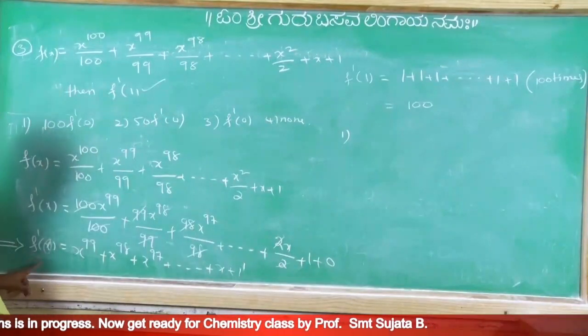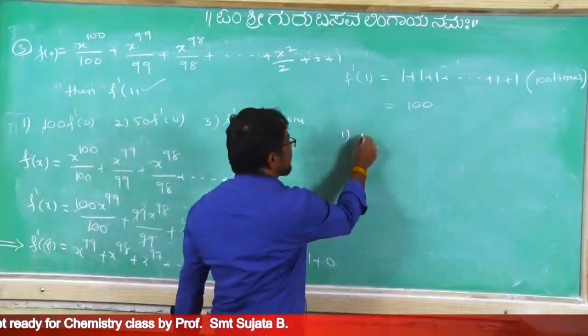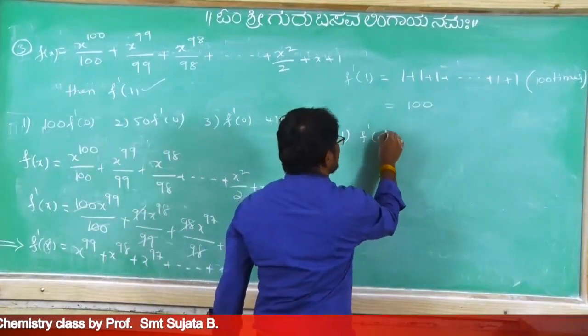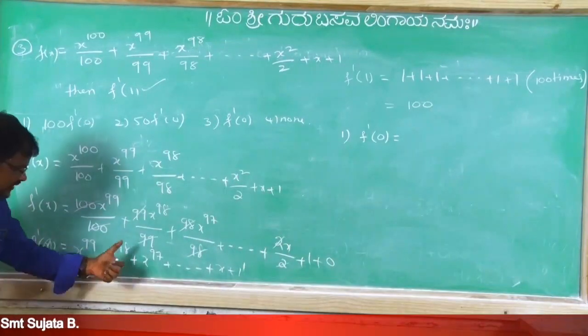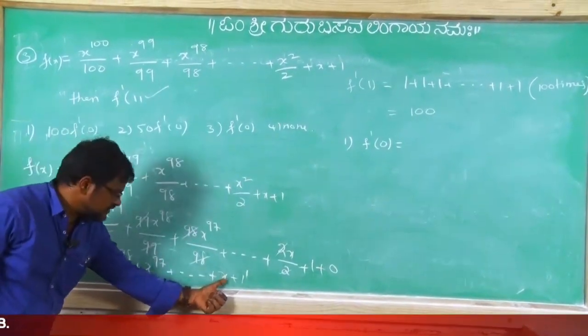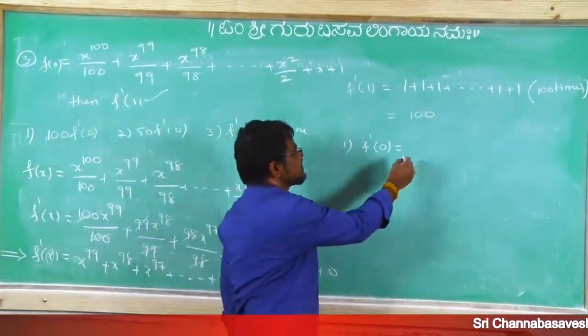Means again in this one what do we have to substitute? x equal to 0. Now if you substitute x equal to 0, what will you get in this one? 0 plus 0 plus 0 plus 0. Here to here it is 0. Only 1 is remaining. So that is equal to 1.